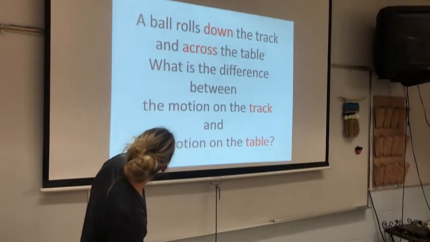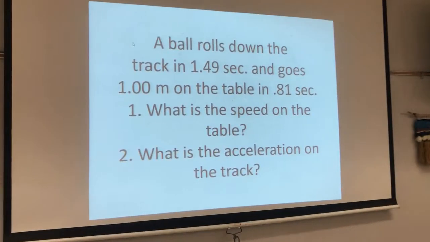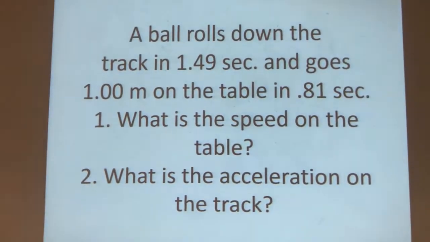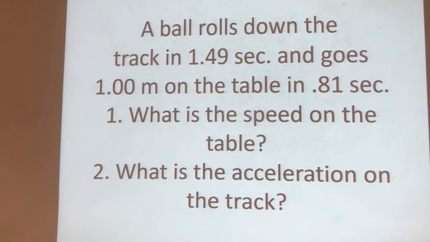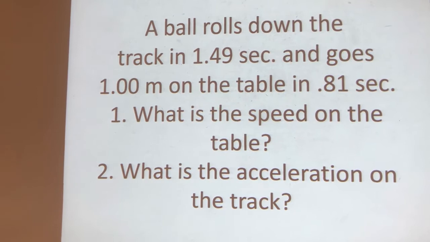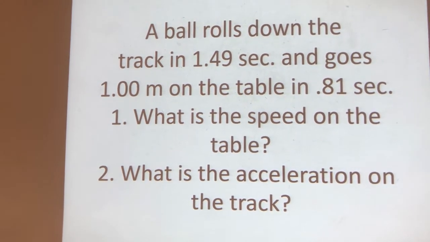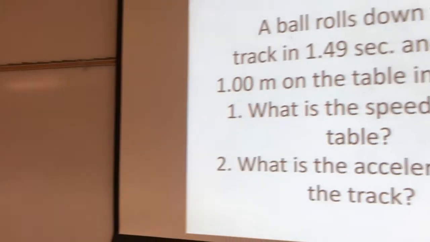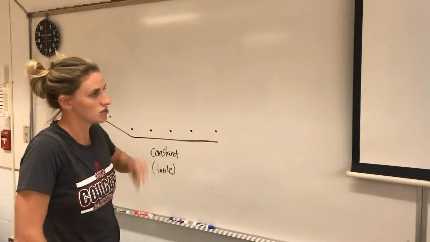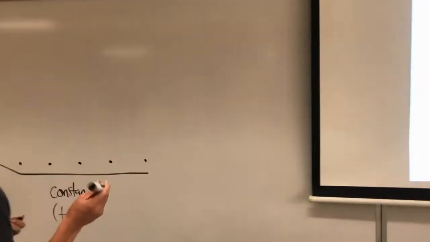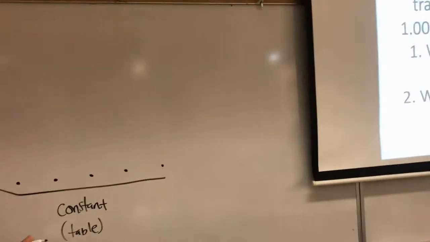Let me see if I can do this. There we go. A ball rolls down the track in 1.49 seconds and goes 1 meter on the table in 0.81 seconds. What is the speed on the table? What is the acceleration on the track? Can we put that data on your... We can do that. Let's go ahead and put it over here.